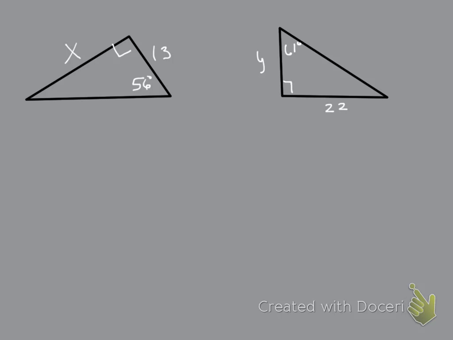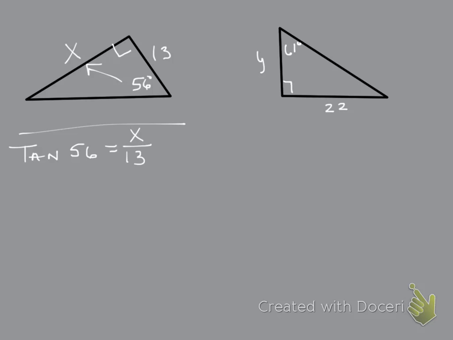Okay, let's say that we're given a triangle like this one here with an angle measure of 56, x, and 13. How would I solve for x? Well, I can set this up by saying, okay, if I find the tangent of 56, I know it equals the opposite, x, over the adjacent, which is 13. Okay?